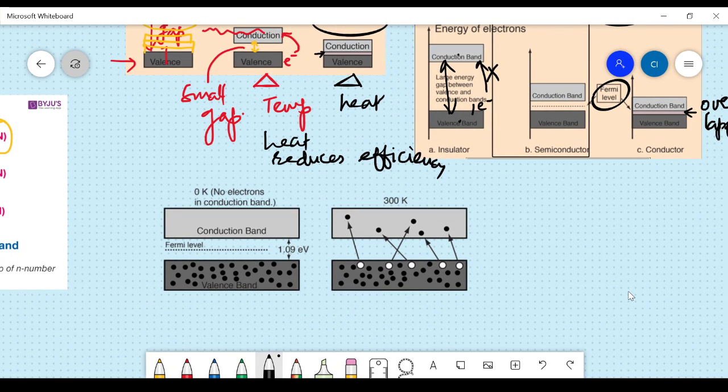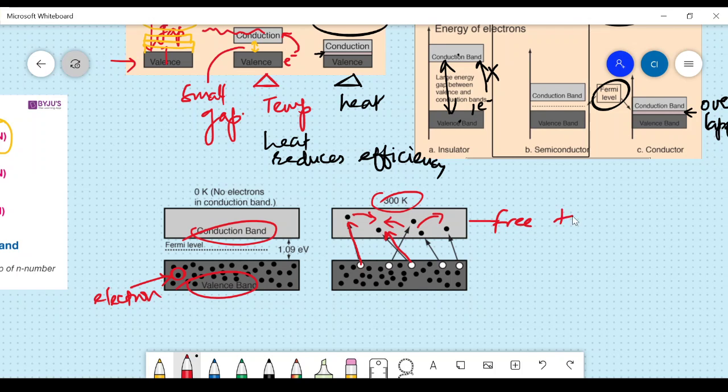I put some electrons there. These are all the electrons here, in the valence band, and then this is the conduction band. When the temperature is increased to about 300 K, some electrons simply move up here, and they are free to move. Free to move constitutes conduction. I think it is now clear how the band theory of solids, the band theory of semiconductors, explains conductivity in a particular molecule.